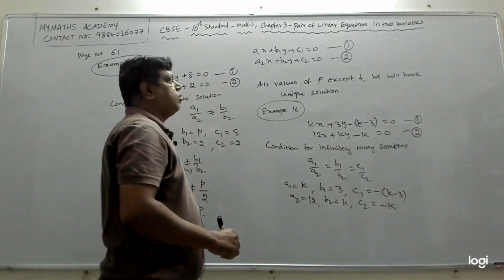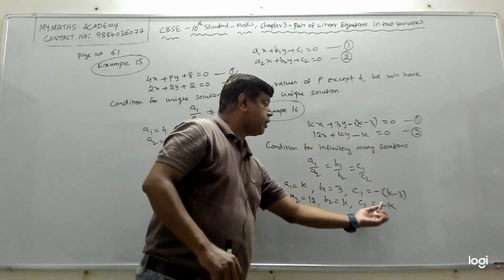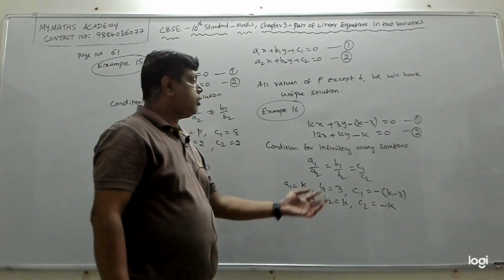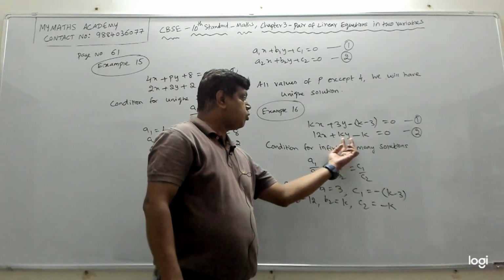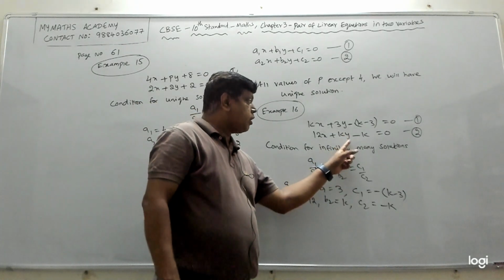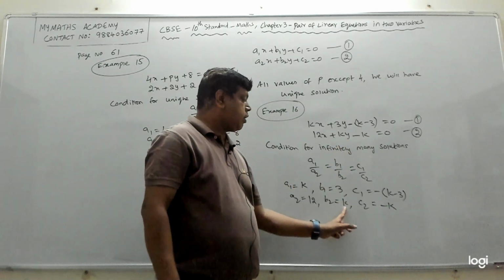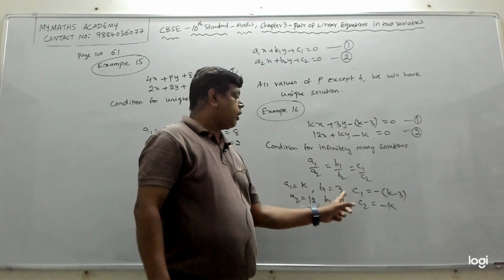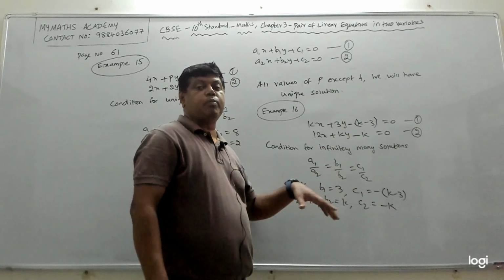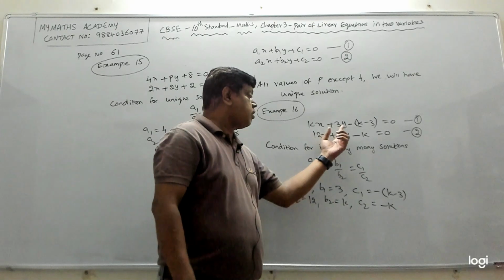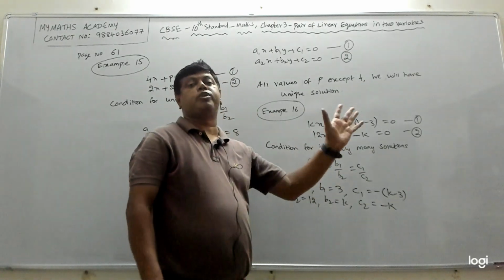What is C2? It is minus K. You have to take it along with the sign. So here for B1 or B2, whatever, don't put KY. You have to write only the coefficient of Y. Only the coefficient of Y is what? K. Only K you have to write. Don't put Y. Here don't write 3Y. Some people will put 3, or some people will put Y, or they'll put 3Y. Both are wrong.